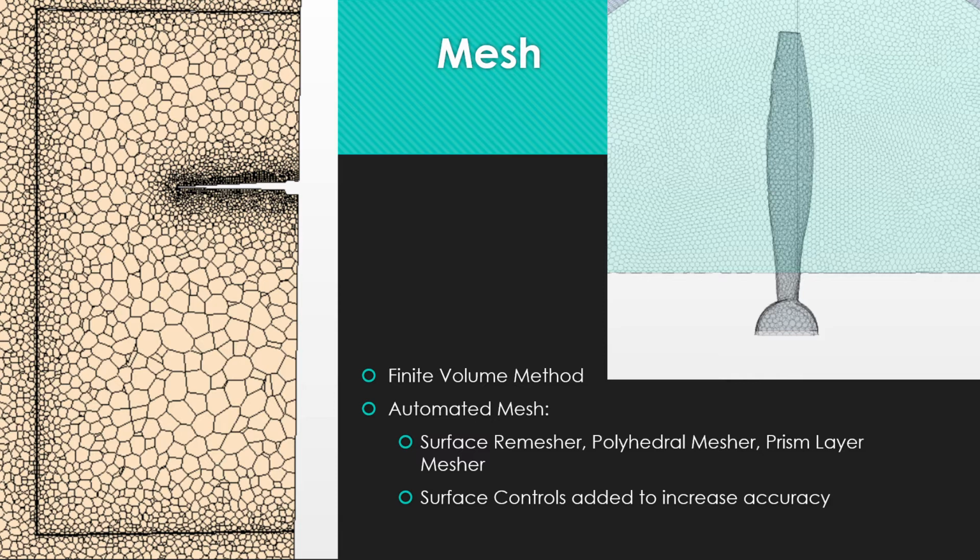The mesh was created using the finite volume method, with an automated mesh utilized. The mesh consisted of a surface remesher, polyhedral mesher, and a prism layer mesher. With a base size of 0.05 meters, 10 prism layers were chosen, with a prism layer stretching of 1.2 and prism layer total thickness of 0.015 meters. A couple surface controls were then added to increase the mesh accuracy. A section view of the produced mesh is shown to the left. A detail of the rotor mesh is shown above.